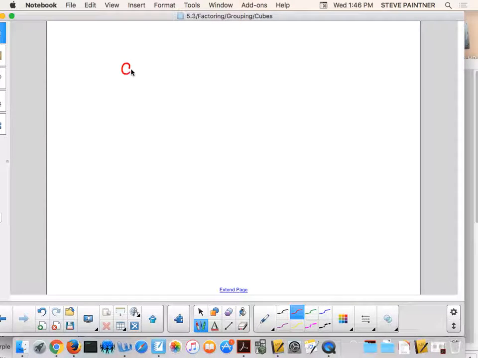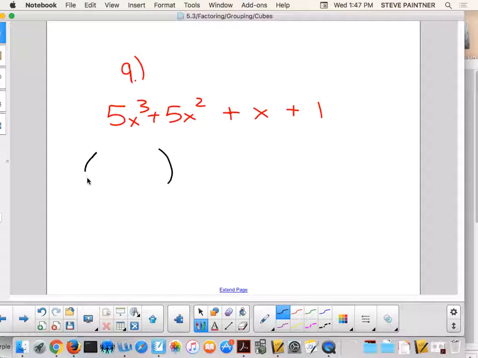What is it? 5x cubed plus 5x squared plus x plus 1. Okay. Did we say this yet? When you see 4 terms, it's usually factored by grouping. It's usually a factor by grouping problem because nothing has a greatest common factor. There's no GCF. So you were told yesterday, factor by grouping. Group 2 of them.